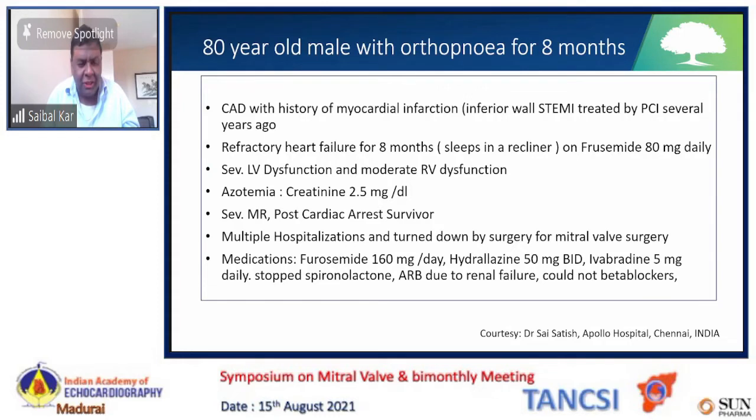So I come to see this patient. He is an 80-year-old male with orthopnea for 8 months. He hasn't slept in a bed for 8 months. He has a history of myocardial infarction and refractory heart failure for 8 months. He has severe LV dysfunction. His creatinine is 2.5. He has had multiple hospitalizations. He has been turned down for mitral valve surgery. His medications are 160 milligrams of Lasix, hydralazine, and ivabradine. They stopped his spironolactone because of renal failure, and he could not take beta blockers.